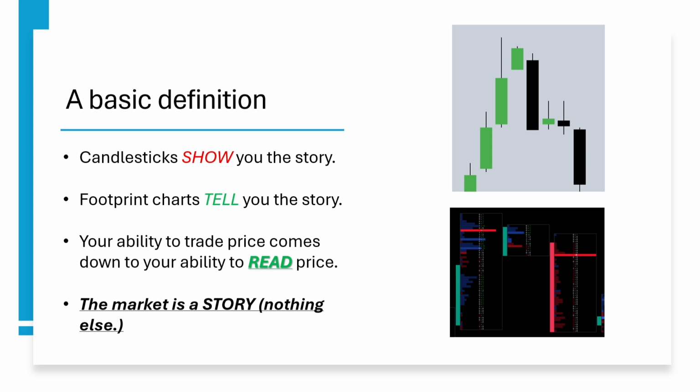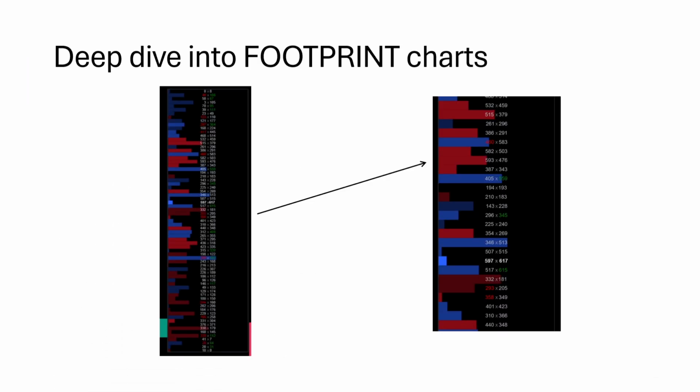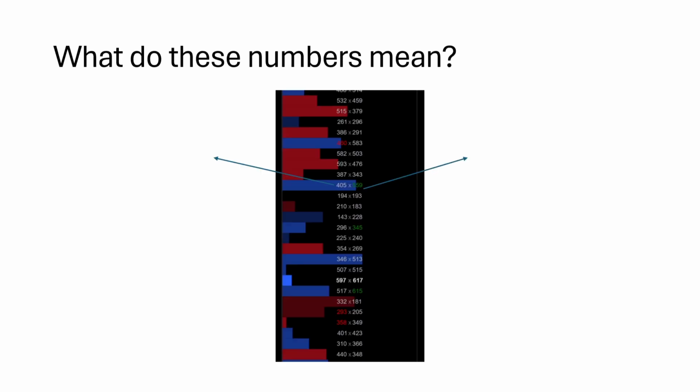So your ability to trade will only come down to your ability to read price, not see price, not predict price, not think you're reacting to it, not using common concepts, right? None of these things work, because the market is a story and nothing else. And the good thing with this story is that it's not a complicated story, because there are only a few main characters. There are 4 in total. We're going to be discovering the first 2.